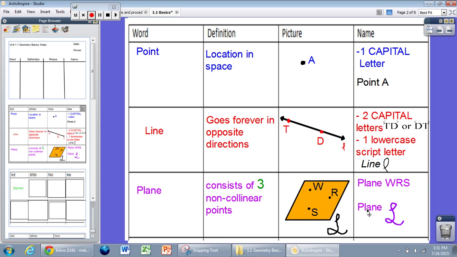And the other option for naming your plane is with a capital cursive letter. So I have a capital cursive L right here. And when we draw planes, we typically represent them as like a parallelogram, which looks almost like a rectangle, but it's just a little bit slanty.